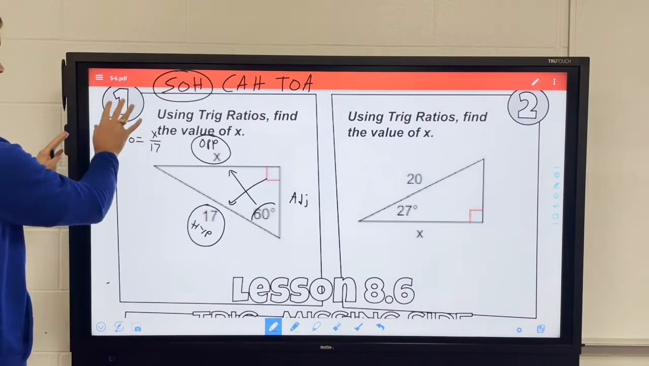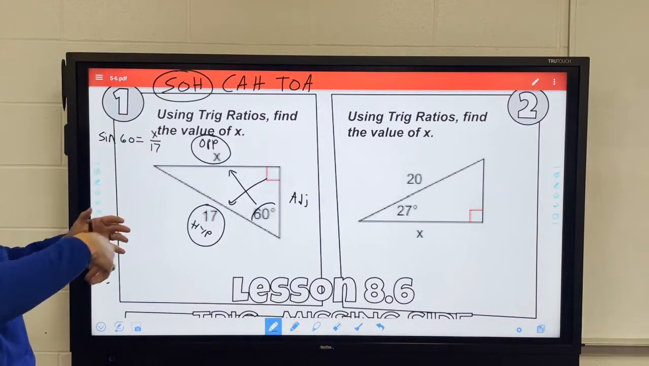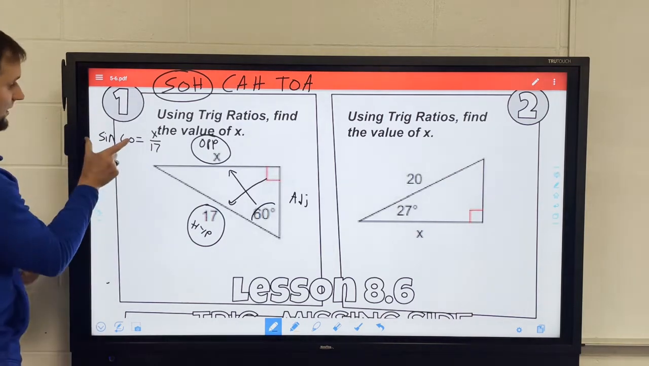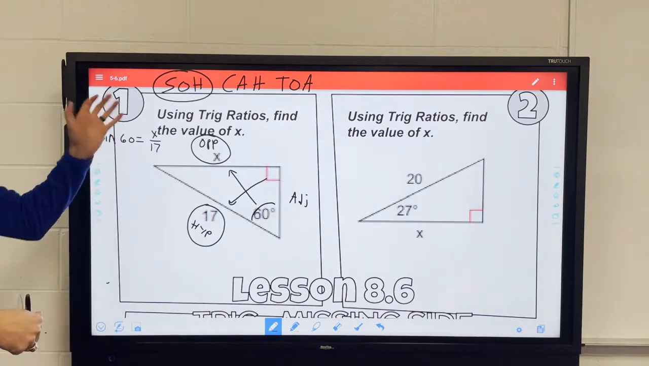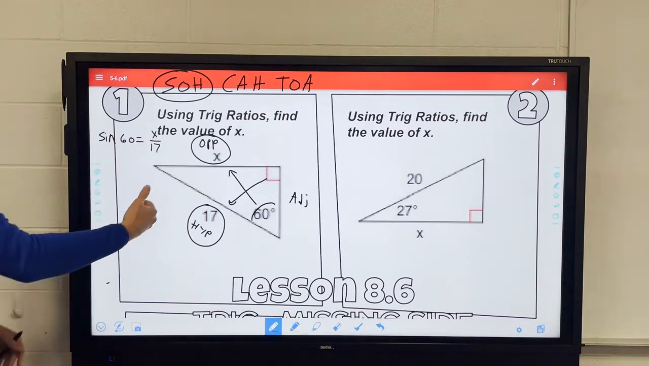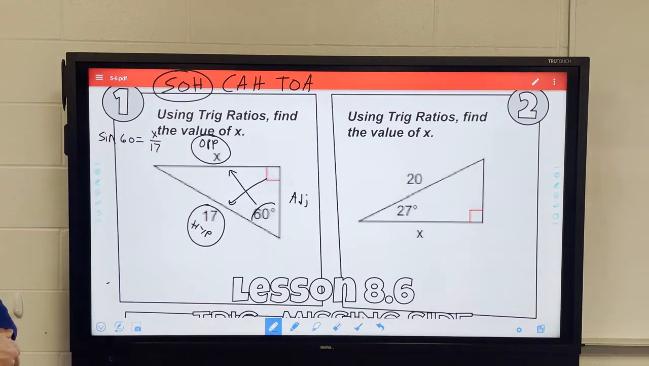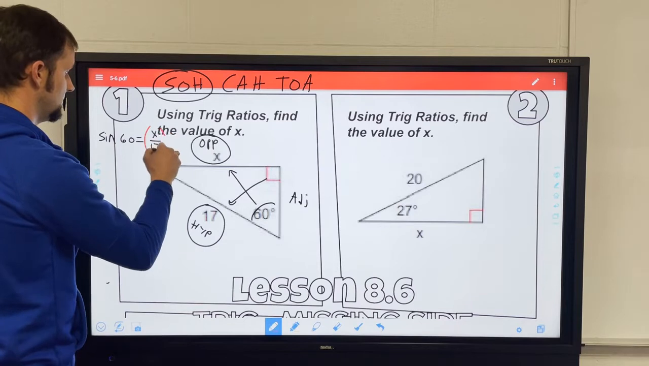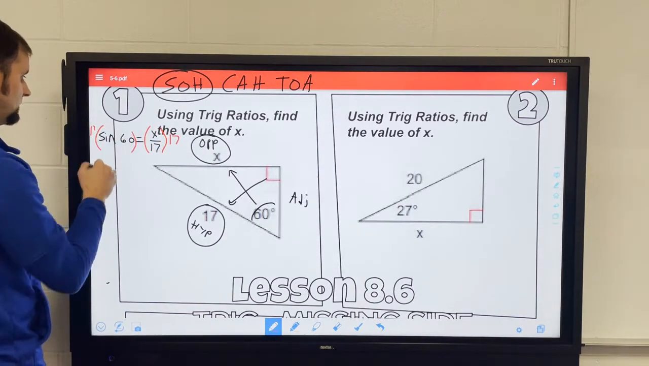So right now I'm treating sine 60, that whole thing, as if it is a number, just like I'm doing a radical or something that's not necessarily showing an exact number. So I'm treating this whole thing as if it is a number, okay? So right now I need to basically solve the equation now. So if I look over here on the right side, I have x divided by 17. So in order for me to get x by itself, I need to multiply by 17 on both sides. So I'm going to multiply by 17 over here, and I'm going to multiply by 17 over here.